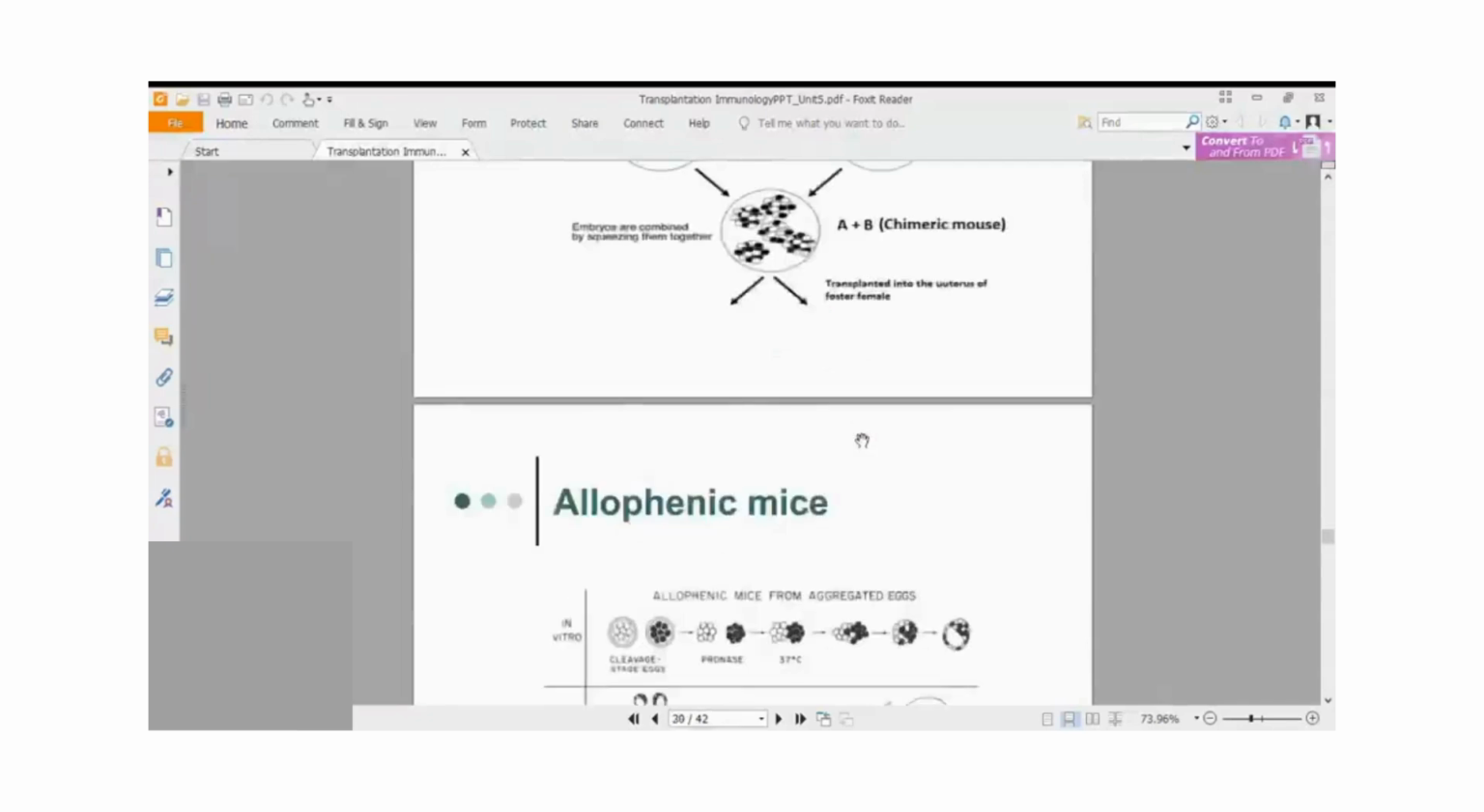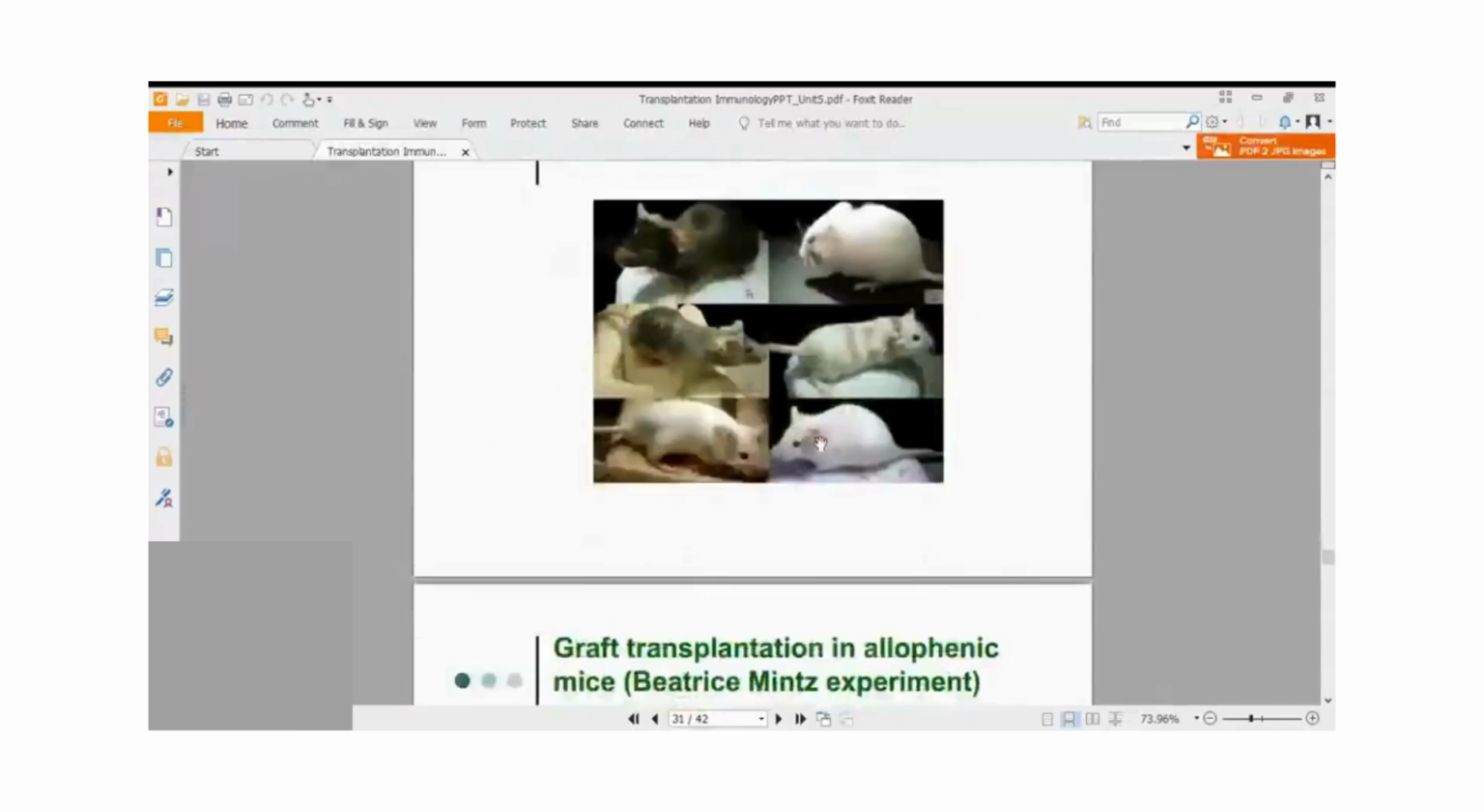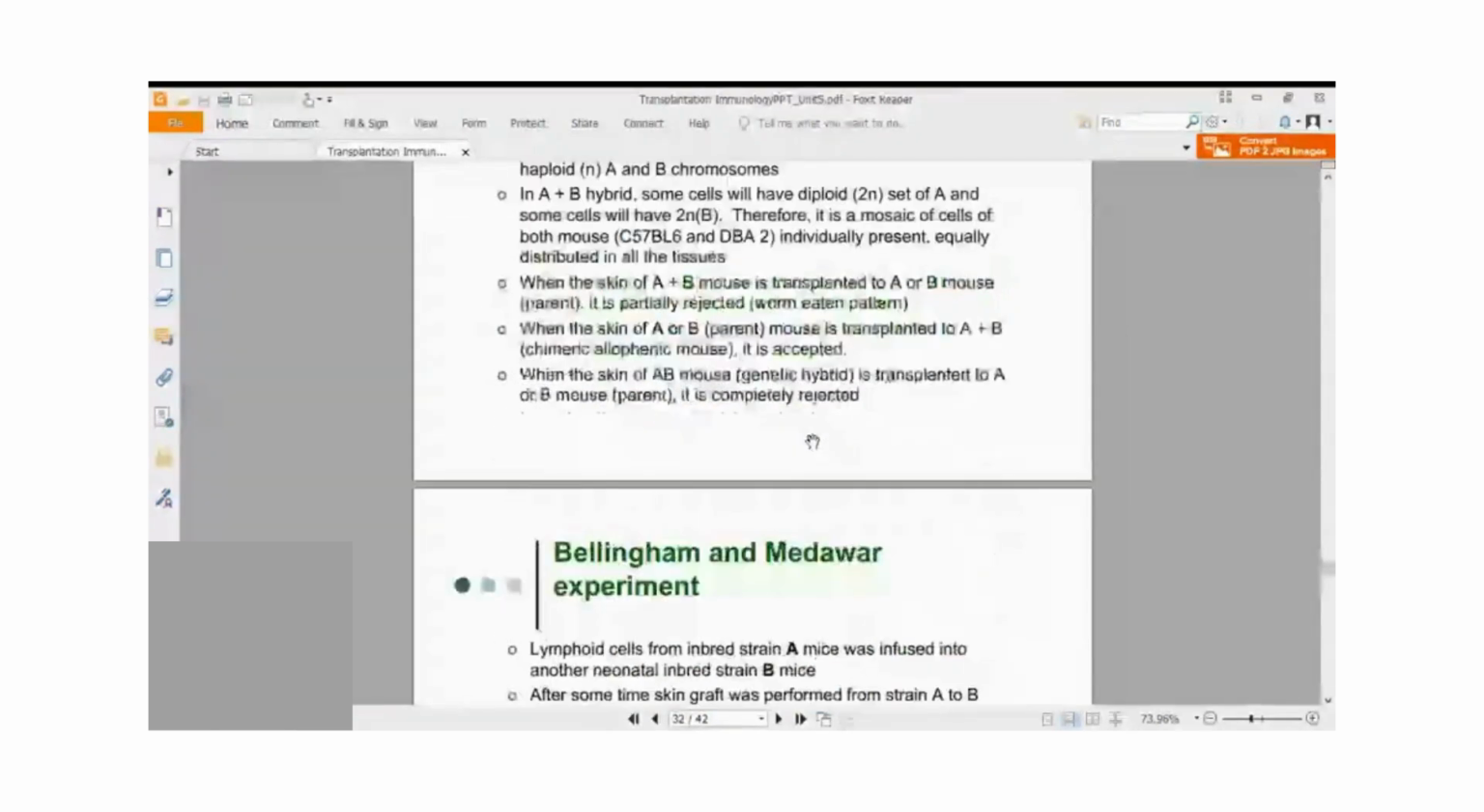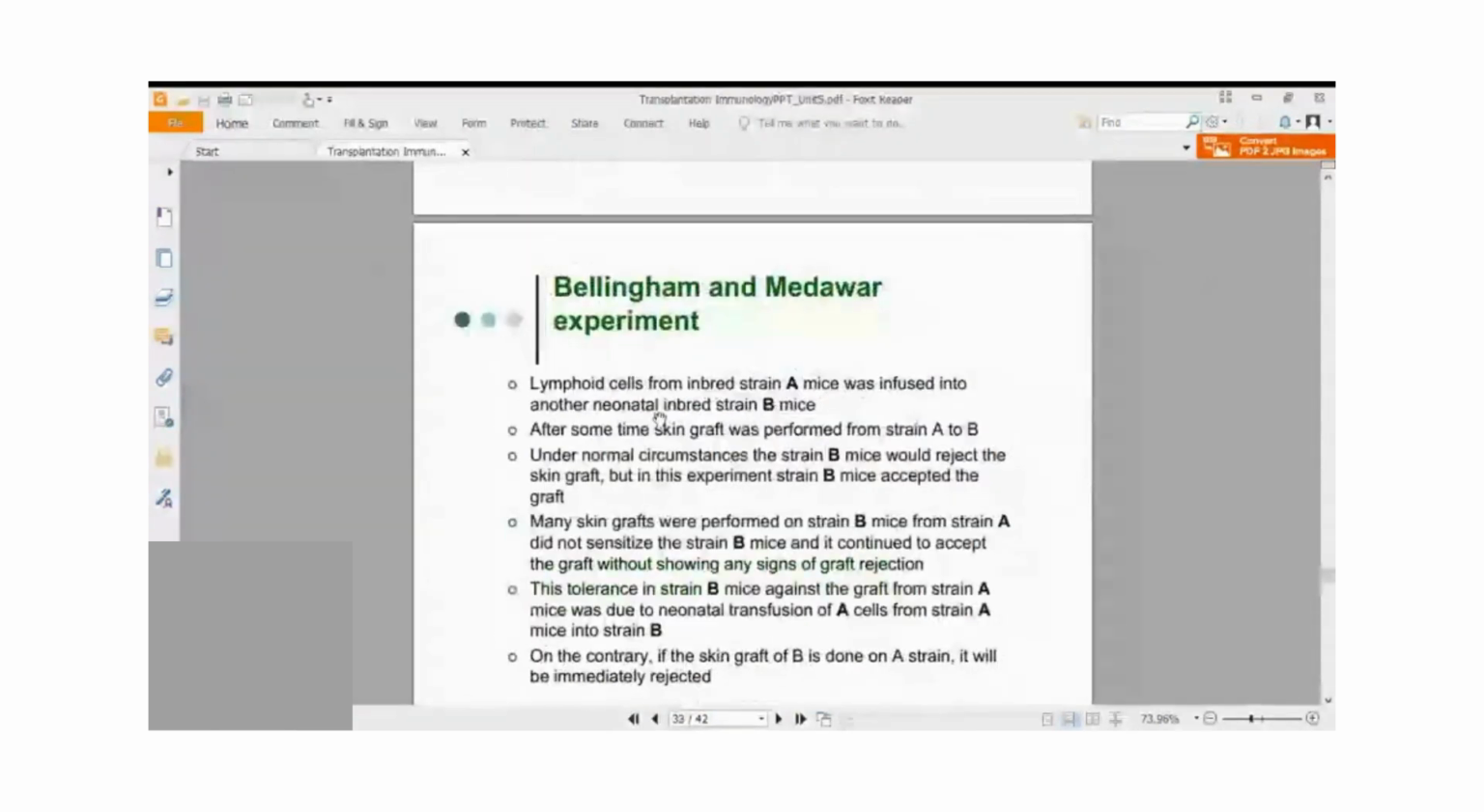And that is what the experiment did. That is, the neonates received the lymphoid cells of A strain. So now the B strain has received, at an early stage of its growth, the lymph cells of the A mice.